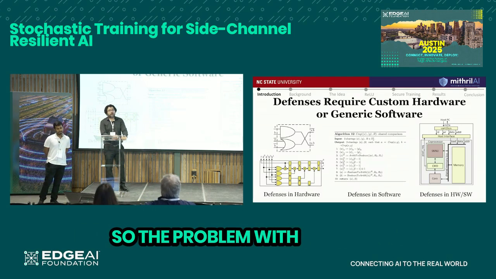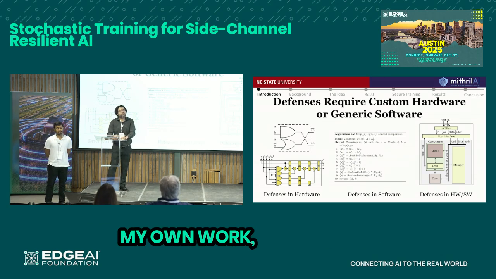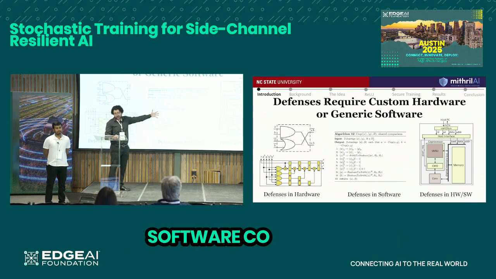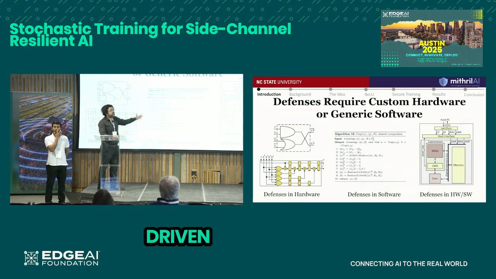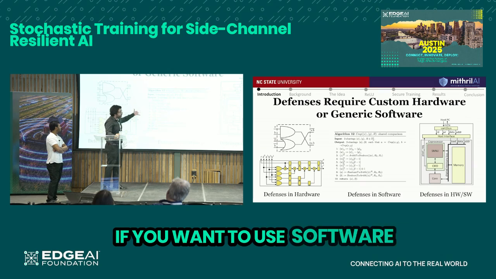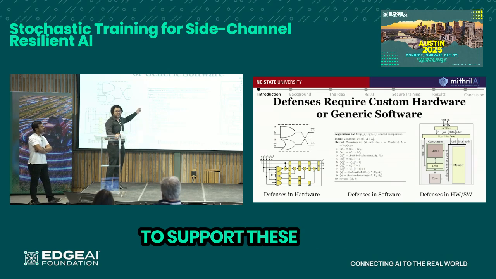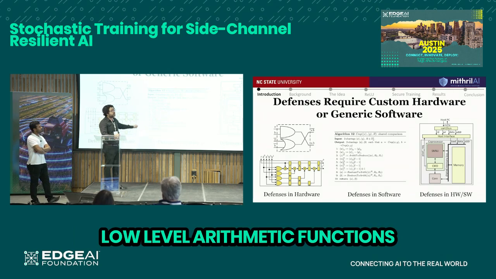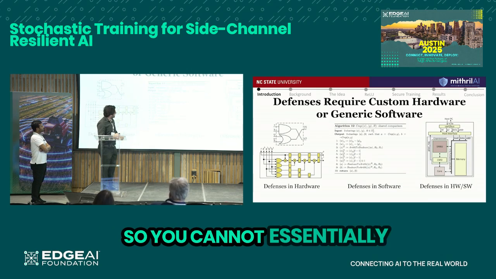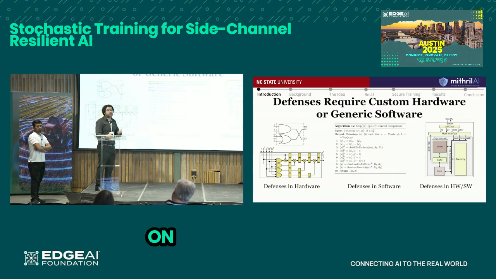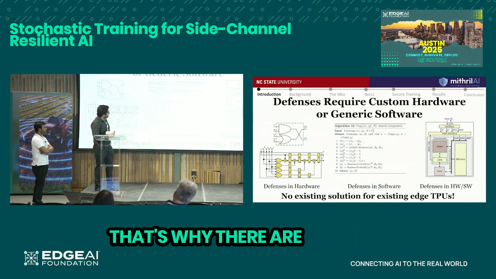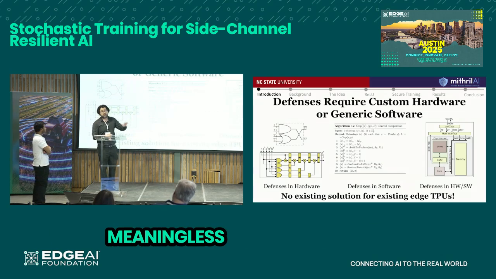So the problem with previous approaches, including my own work, was that we either do this in hardware or in software or in hardware-software co-designs. If you do it in a hardware-driven way, you need to tape out a new chip, which you don't want to do just to add security. If you want to use software, then you need to be able to support these weird low-level arithmetic functions that you don't have in your native instruction set. So you cannot essentially use these existing solutions on existing Edge TPUs. That's why all these developed defenses are meaningless for existing TPUs.